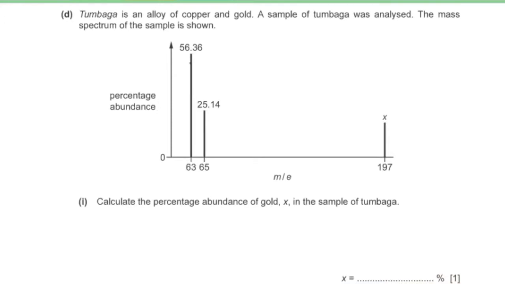So this is 56.36 plus 25.14. These are the copper isotopes present in Tembaga, and this peak is for the gold. We are supposed to find the percentage abundance for this one. So the percentage abundance of these two copper isotopes is 56.36 plus 25.14, which equals 81.5%. This means that the rest of the percentage is the percentage abundance of gold present in Tembaga, and that is 100 minus 81.5, which is 18.5%.